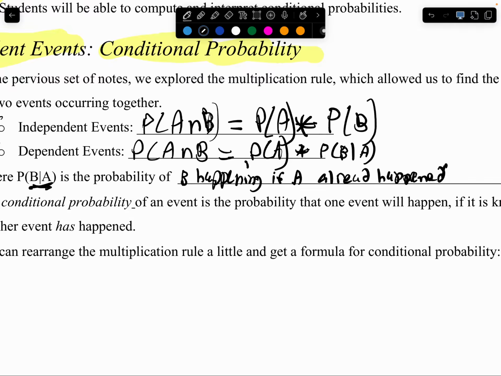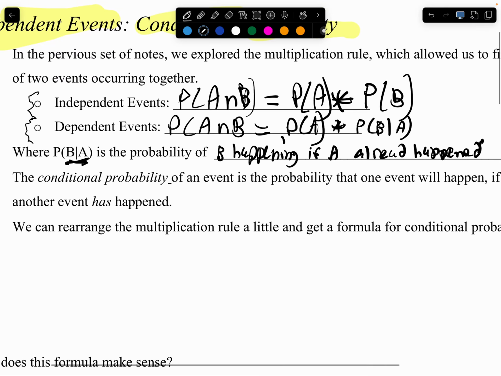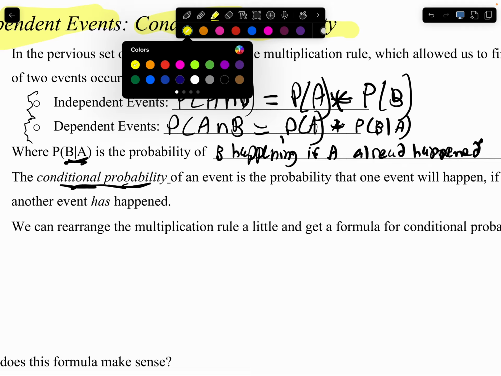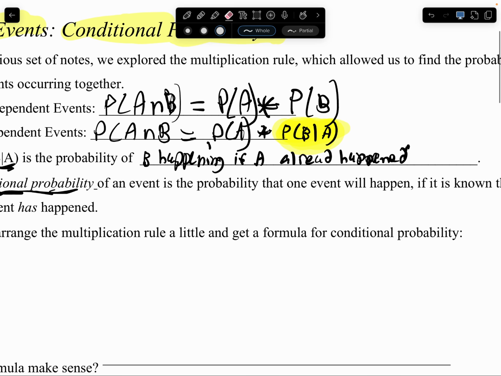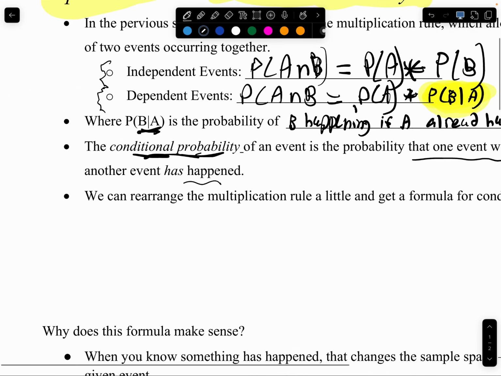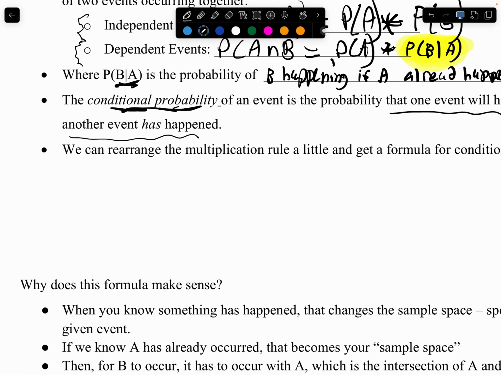Okay? So we're not talking about the whole sample space anymore. What does that mean? Well, conditional probability, that's the one with this thing right here. This conditional probability is the probability that one event will happen if it is known that the other event has already happened. We just said that. We can rearrange the multiplication rule. Forget about that. We don't need that. But what we do need is these three here.